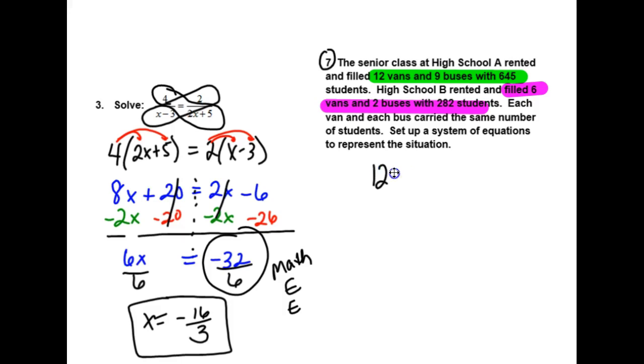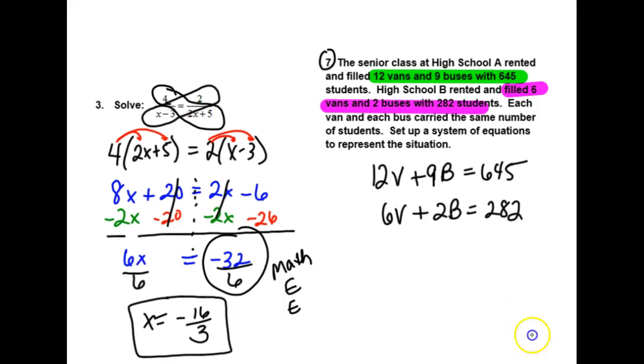So assuming we use V and B, 12 vans plus 9 buses for 645 total. And then 6 vans, 2 buses for a total of 282. At no point do you need to solve that system. You're just picking the right one that is the appropriate setup.